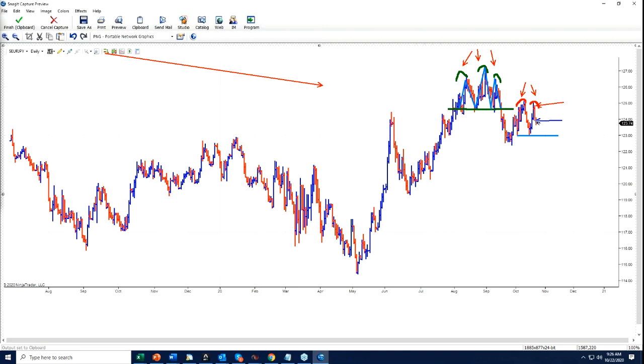So I would simply put in a sell stop here, look for the market to confirm my analysis, and put a stop loss somewhere out of the way up here. That would be my risk, and that would be my reward.